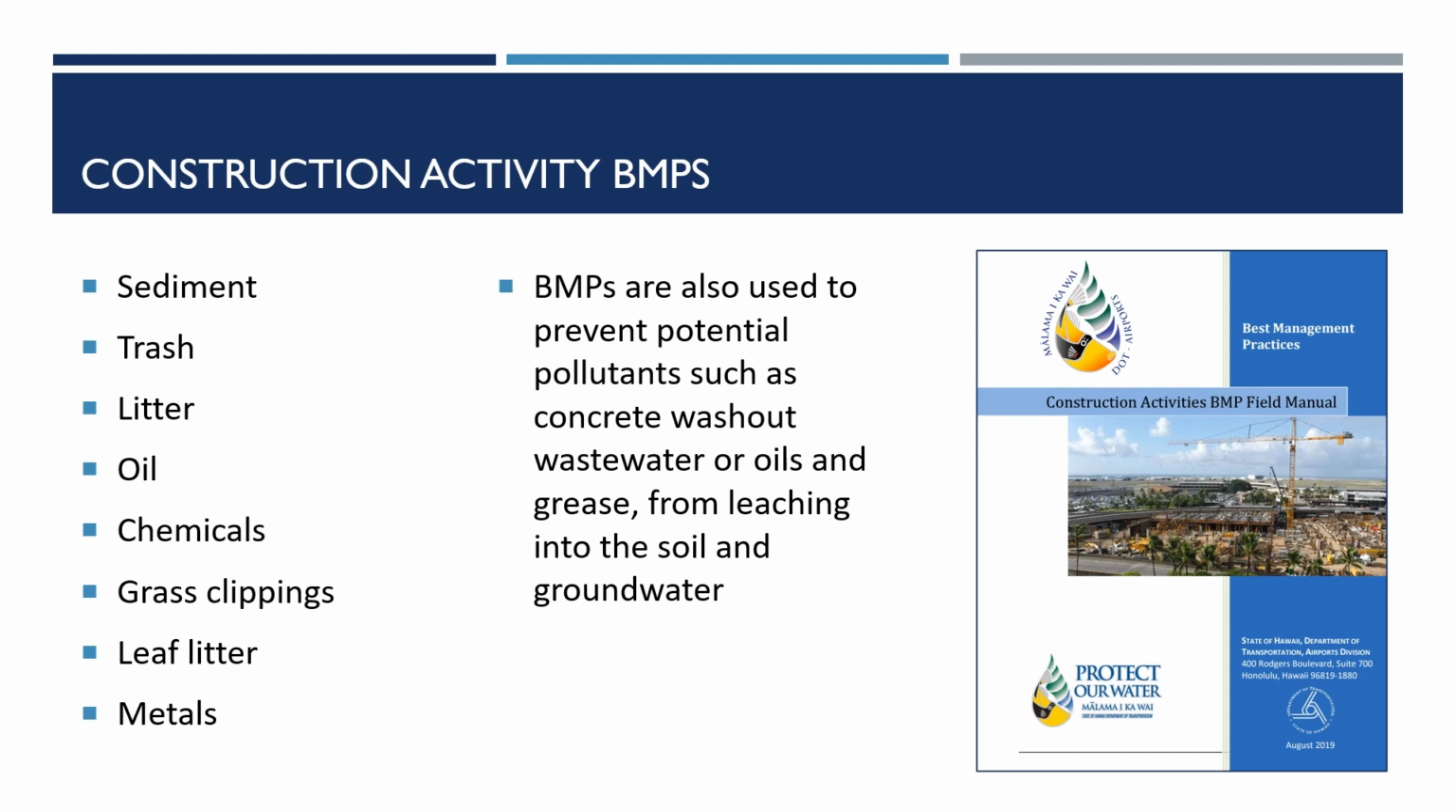Common potential pollutants include sediment, trash, litter, oil, chemicals, grass clippings, leaf litter, and metals. BMPs are also used to prevent potential pollutants such as concrete washout wastewater or oils and grease from leaching into the soil and groundwater. A list of accepted BMPs, including associated maintenance, can be found in the Construction Activities BMP Field Manual located on the DOT Airports webpage. The Construction Activities BMP Field Manual is an excellent resource to use for information regarding installation and maintenance of commonly used BMPs.